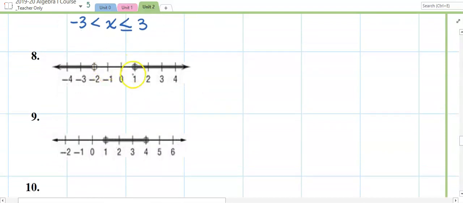For this one, I'm going to have 2 pieces, so I'm going to use or. I'm going to have a piece right here on the left side and a piece on the right side. The left side piece is created with the -2, and it's shaded left, so I put a less than. The right side piece is created starting at 1, and it shades to the right.